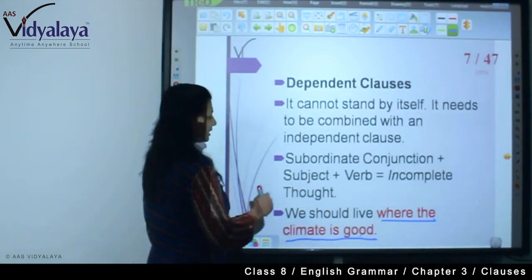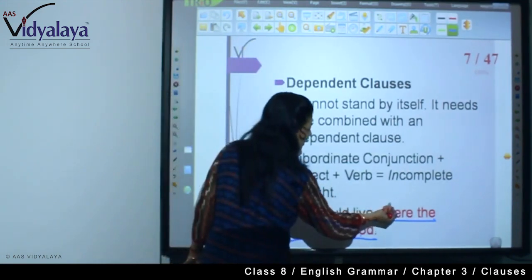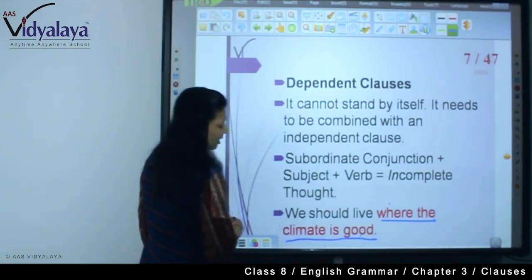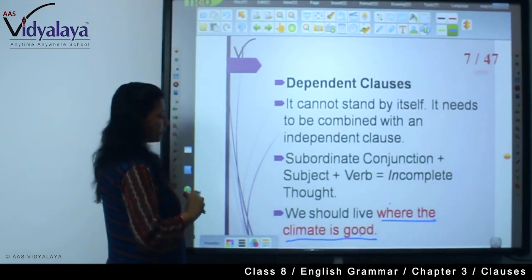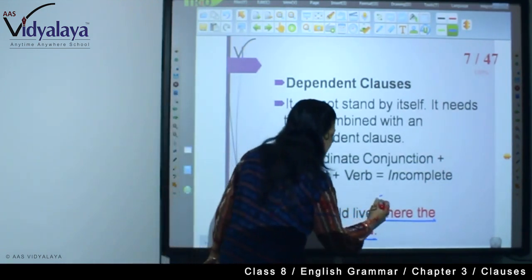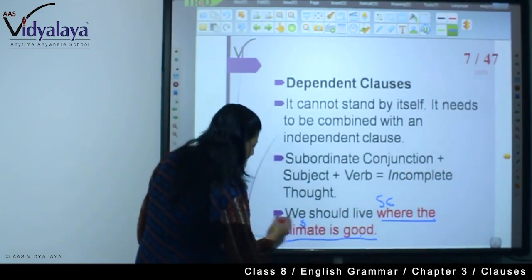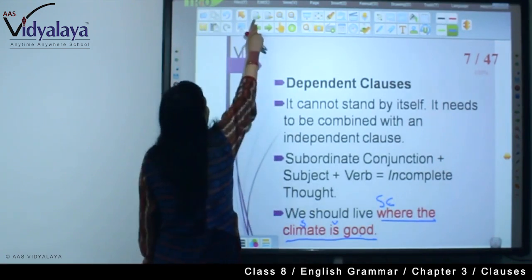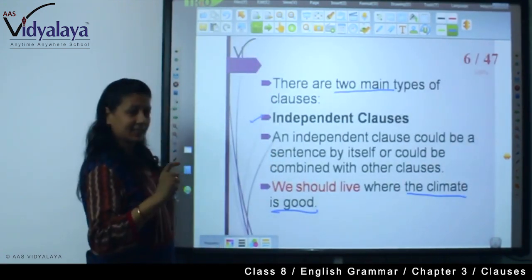So, how will we start? This is what? Subordinate conjunction. This is the subordinate conjunction plus climate plus subject plus verb. See, and it's presenting an incomplete thought. This is the subordinate conjunction, climate is a subject, and is is a verb. Here what you are saying, an independent clause could be a sentence by itself.